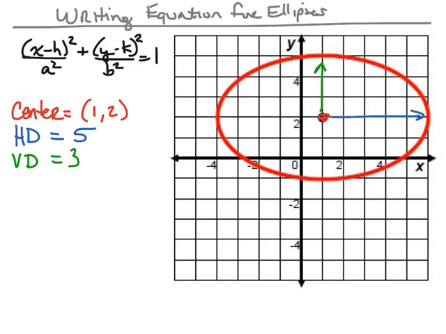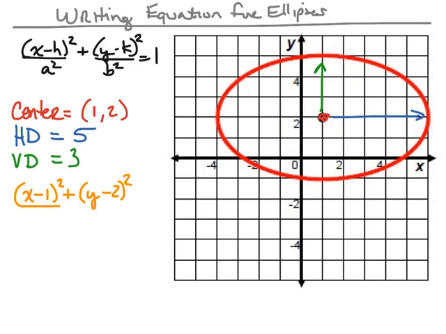Once I have the center, the horizontal distance, and the vertical distance, I'm now ready to write my equation. But again, remember, the equation says x minus h. So we're going to use the opposite of our x value. So we're going to start off with x minus 1. Got to use the opposite. Same thing with that next one, y minus k. We're going to use the opposite of our y value. So instead of using a positive 2, we're going to use a negative 2.